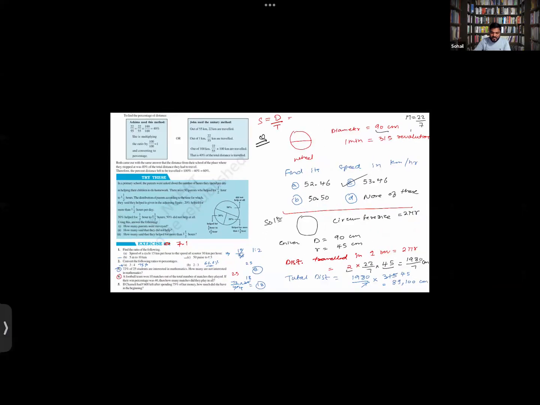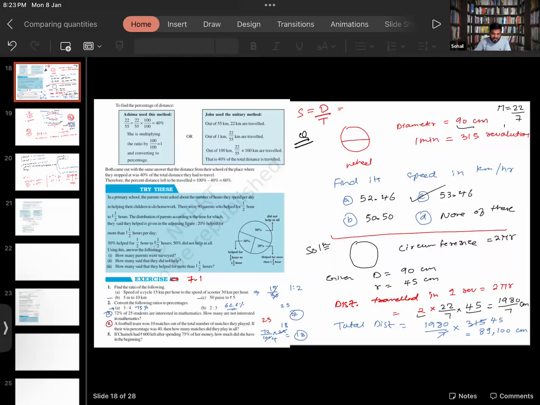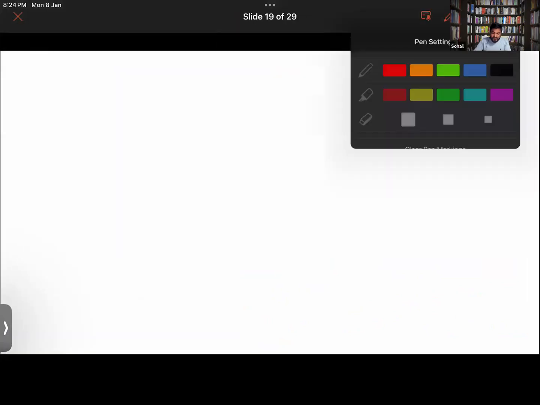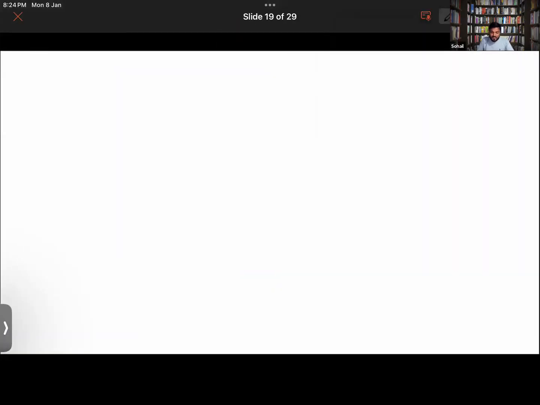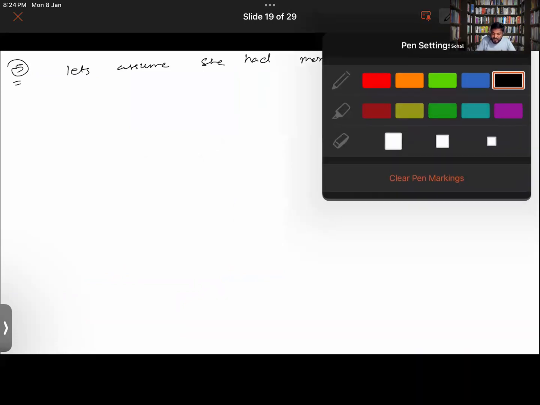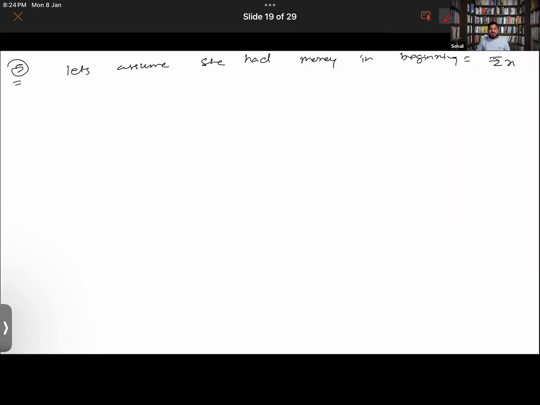So let's assume that the money she initially had is rupees X. So question number 5 we are solving. She had money in the beginning equal to rupees X. So what she had done, she had spent 75% of the money. 75% of the money she has spent.